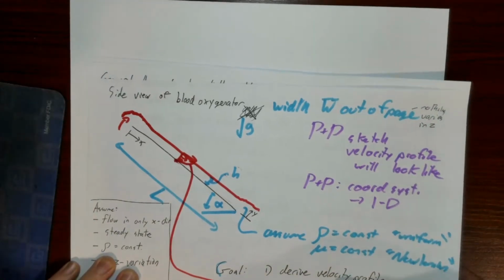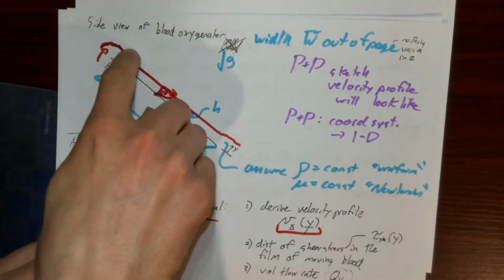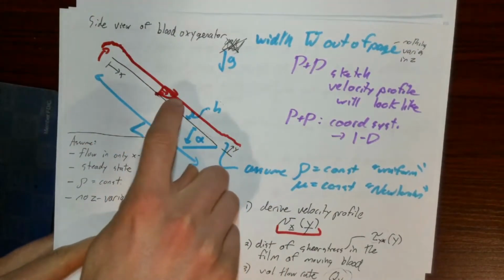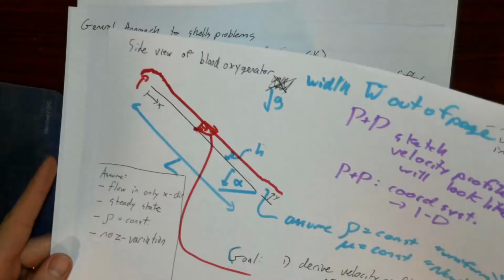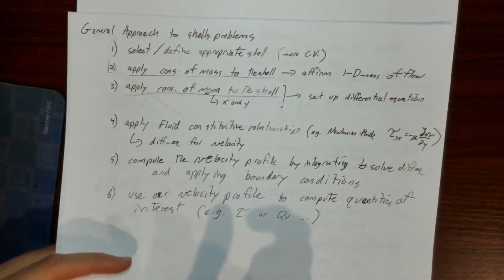So welcome back. Let's continue our discussion of the blood oxygenator. So we have this ramp, we have fluid trickling down the ramp, and we're looking to derive this velocity profile. We started this problem in the last lecture, and we broke it down into a bunch of parts.